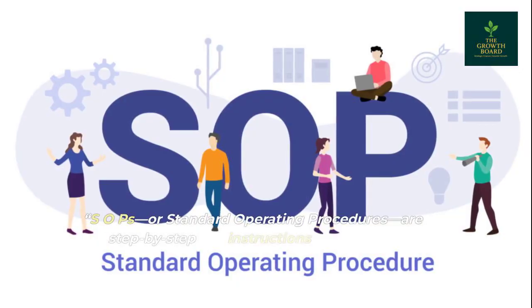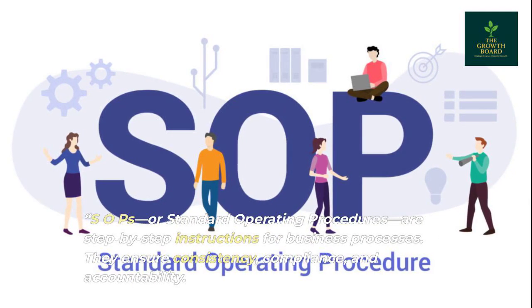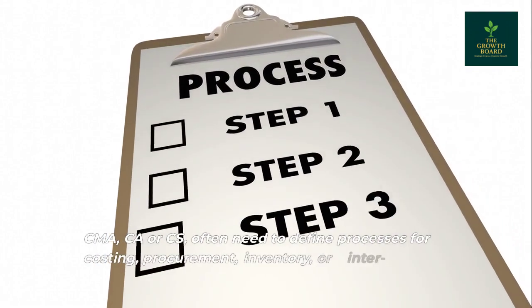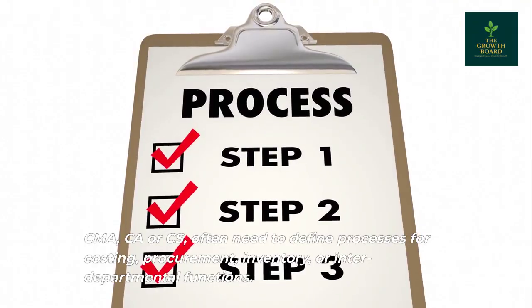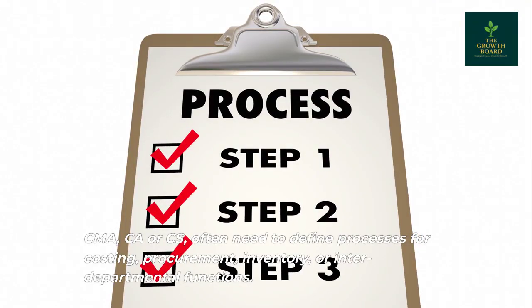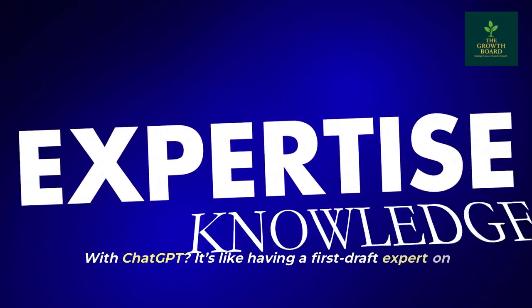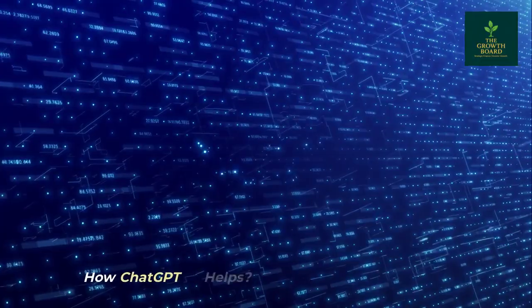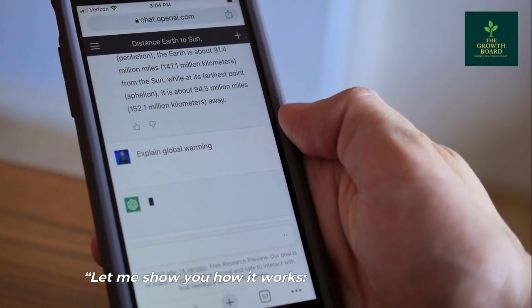SOPs, or Standard Operating Procedures, are step-by-step instructions for business processes. They ensure consistency, compliance, and accountability. CMA, CA or CS often need to define processes for costing, procurement, inventory, or interdepartmental functions. Creating these from scratch can be painful. With ChatGPT, it's like having a first draft expert on call. How ChatGPT helps? Let me show you how it works.